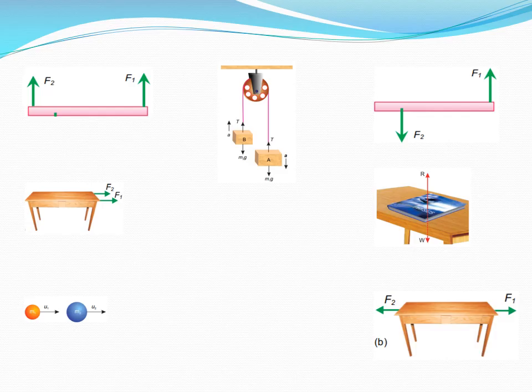Similarly, on right hand top, you see F1 is acting upward and F2 is acting downward. So again, it's unlike parallel. Similarly, at the middle of the right hand of this image, you see weight is acting downward and its reaction, normal force, is acting upward. A book is placed on a table. So again, these two are parallel and in opposite direction.